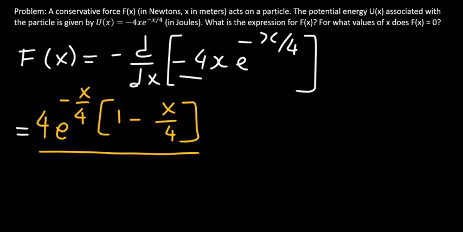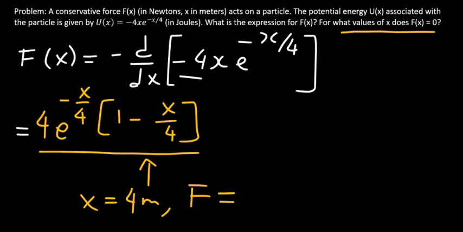Now we can proceed to the second part of the question. For what values of x does F equal 0? Now that is pretty evident. When you set x equal to 4 meters, then F equals 0 newtons. So the answer is x equals 4 meters.